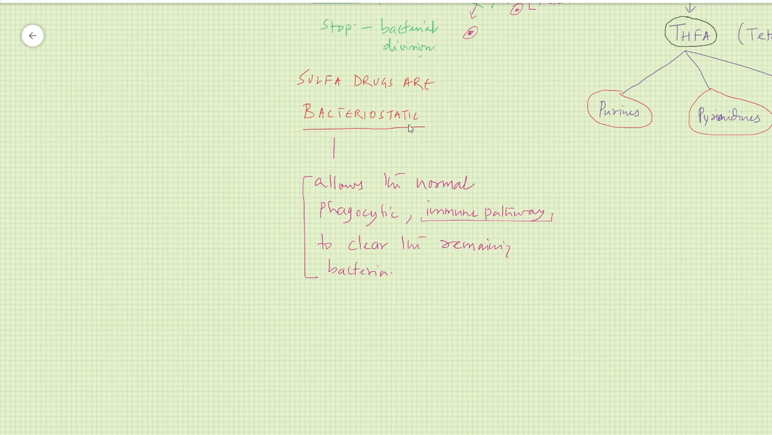We don't give a bacteriostatic drug if the immune pathway is compromised, either due to infections like HIV or by immunosuppressant drugs, for example, in a transplant patient. A transplant patient would have immunosuppressants. So what would happen if the immune pathway is already suppressed? We don't give a bacteriostatic drug. Instead, we would give a bactericidal drug. So sulfa drugs are bacteriostatic. All right.